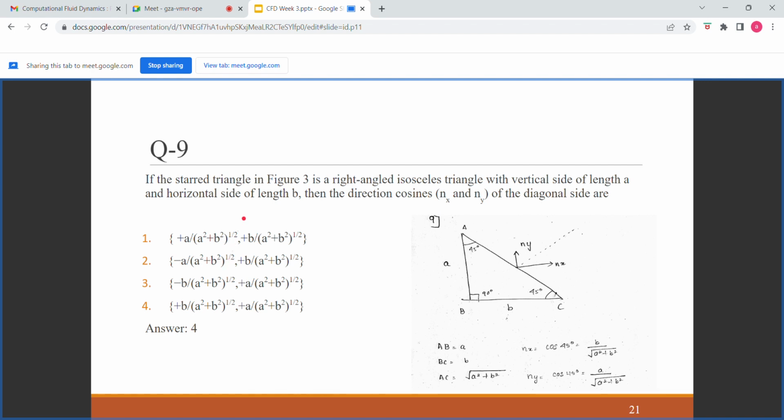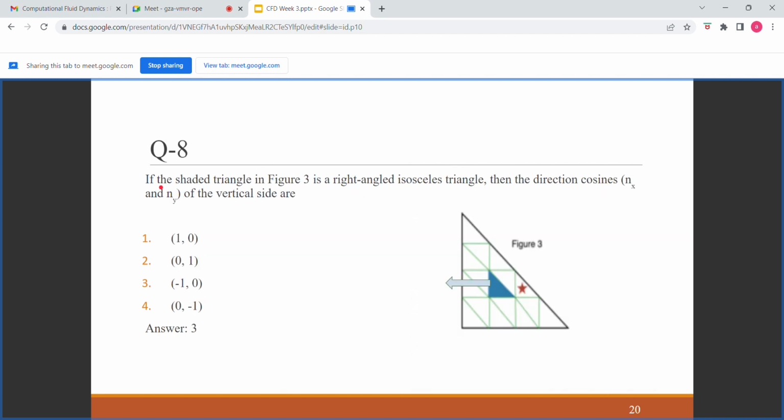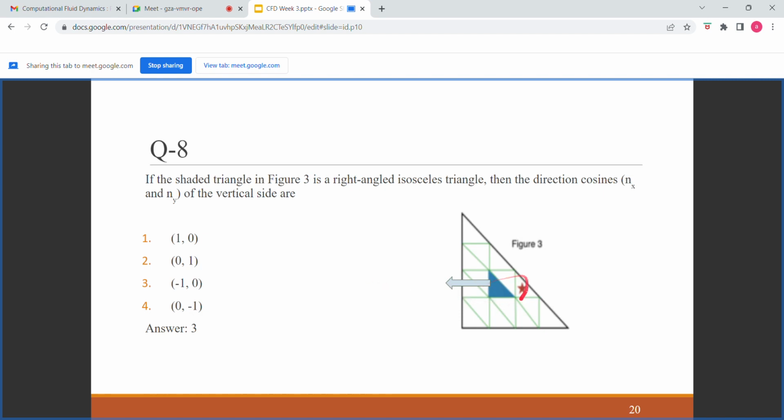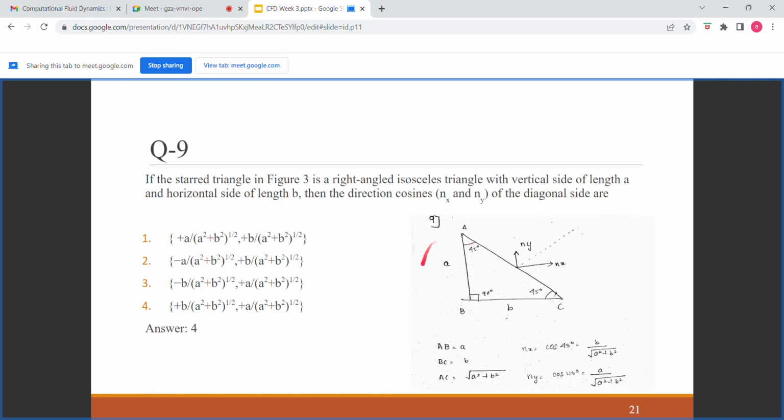So the next problem is similar to this problem. If the starred triangle in figure 3 is a right angled isosceles triangle with vertical side of length A. So this is a starred triangle. This is a right angled isosceles triangle with vertical side of length A. So we are just using this triangle over here, and it is given that the vertical side has length A, and the horizontal side has length B.